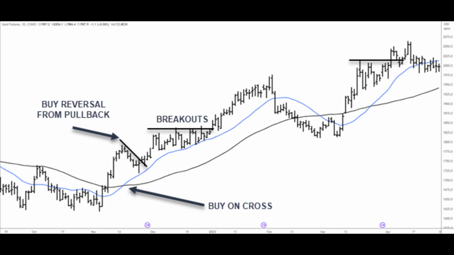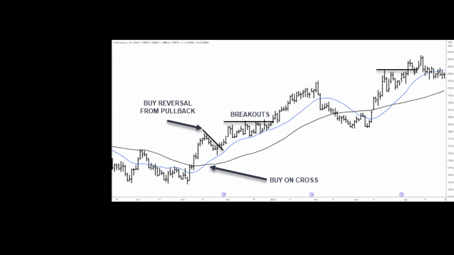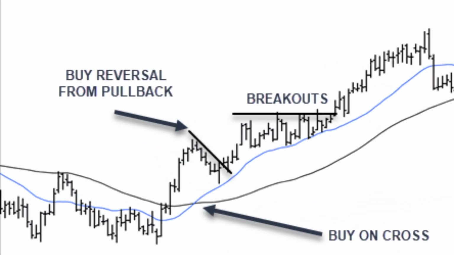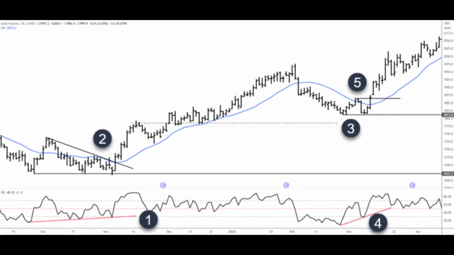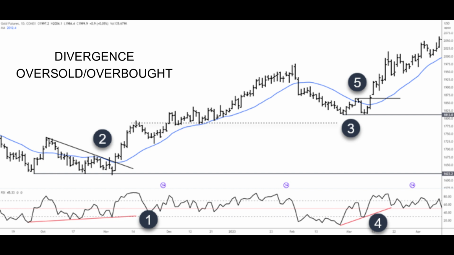There's a slightly more advanced version of that, and that is just waiting for the price to go up for a buy, pull back to around the moving averages, and take a trade when that happens. We can use the RSI. Traders will typically look for 2 things, divergence from the trend and oversold and overbought.